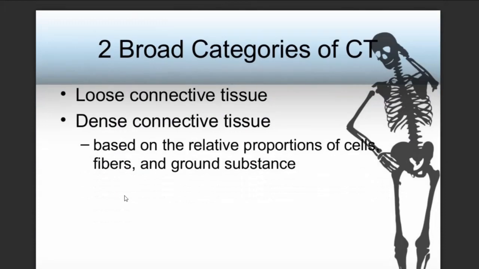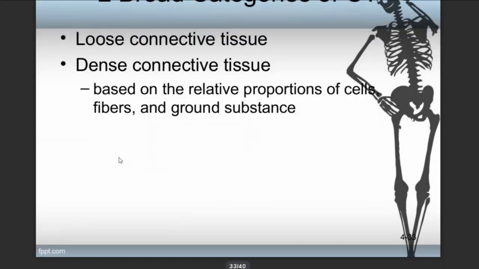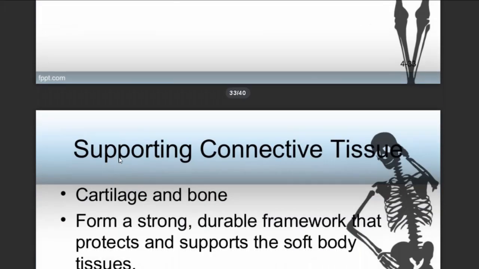Two broad categories of connective tissue: loose connective tissue and dense connective tissue, on the basis of relative proportion of cells, fibers, and ground substance. Loose will have much cells and ground substance, with barely any fibers, whereas dense has much more fibers than ground substance or cells.